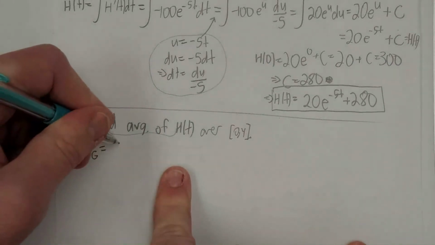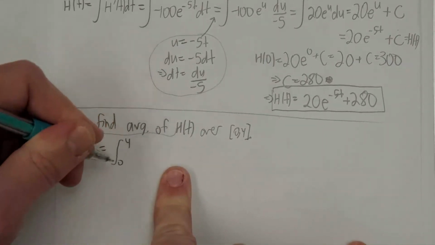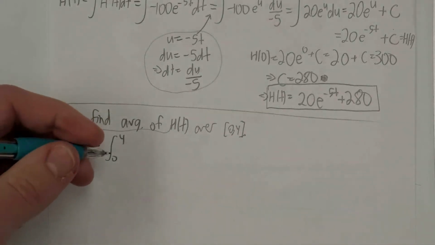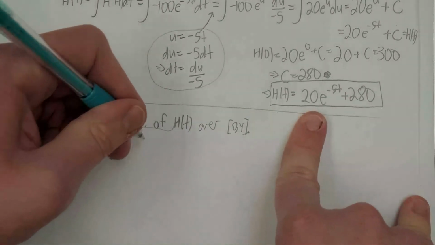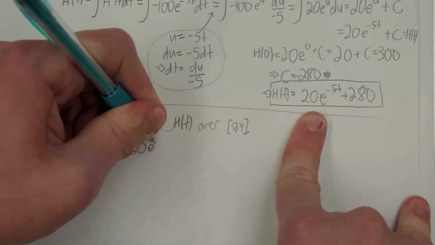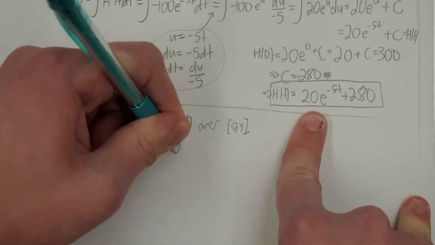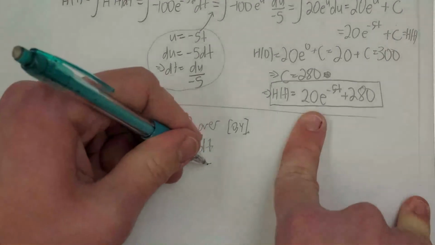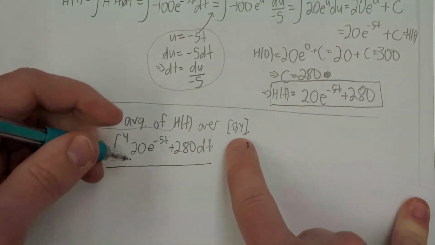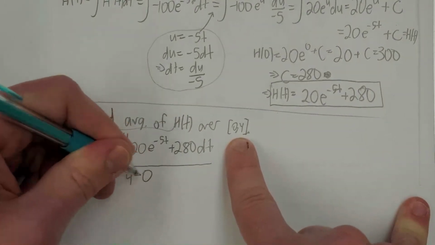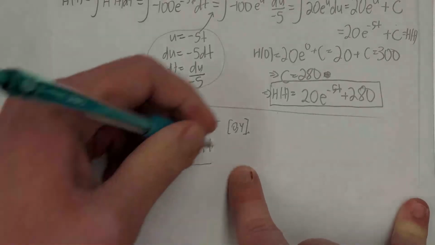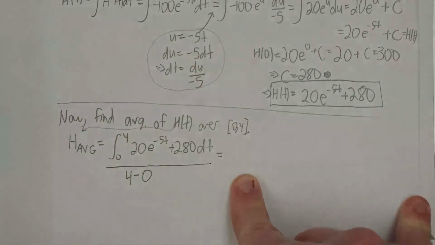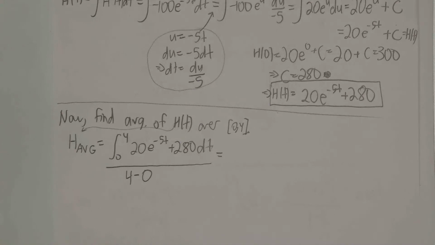So we have the integral from 0 to 4 of, well, h of t, which is 20 times e to the negative 5t plus 280 dt. All that divided by the length of the interval, that is 4 minus 0. Okay? So let's go ahead and clean this up a bit to see what we get out of this.